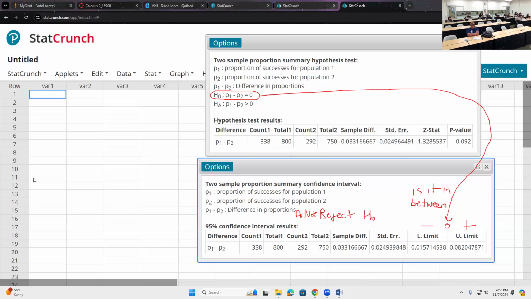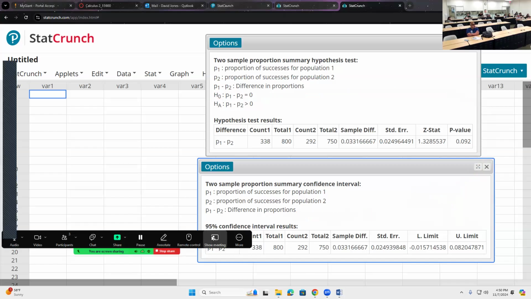Hit clear. And we'll shift back over to Zoom, or the document camera.